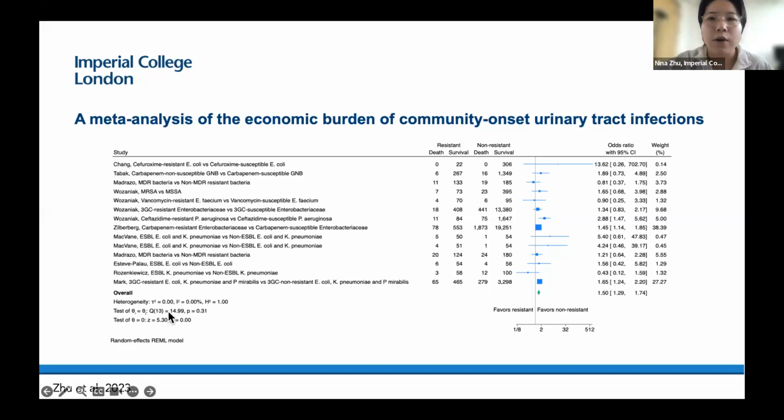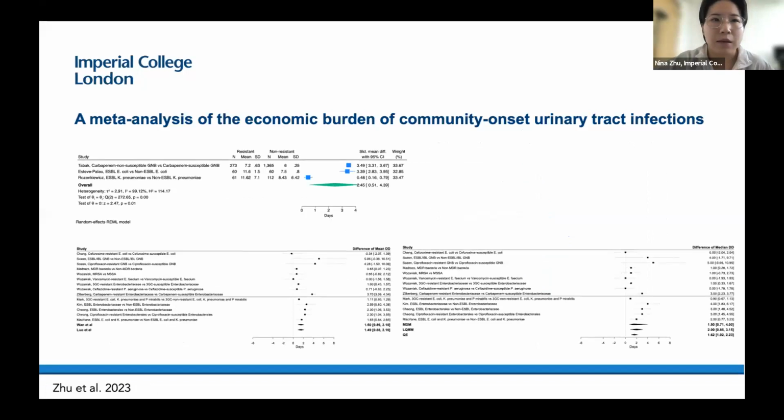But overall, we can see that the mortality is definitely higher in the resistant cohorts compared to the non-resistant cohorts. This is the pooled result of mortality of community onset UTI, even considering the heterogeneity in the pathogens we were looking at.